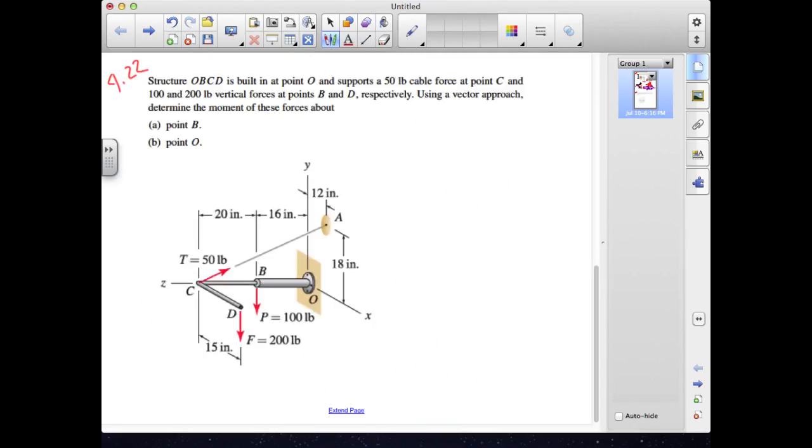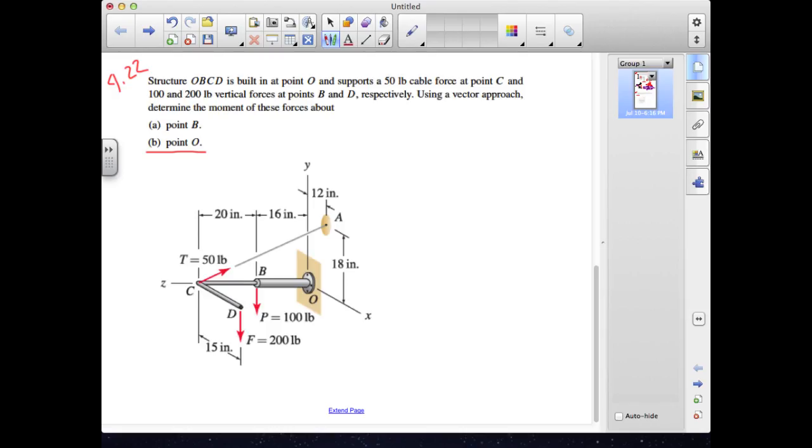For our second problem, we're going to take a look at problem 422. We're asked to take moments about 2 different points, and I'm just going to focus on B. We're going to take moments about point O. This problem in the companion problem 423 asks you to take moments about one of these 2 points using either the scalar or the vector approach.